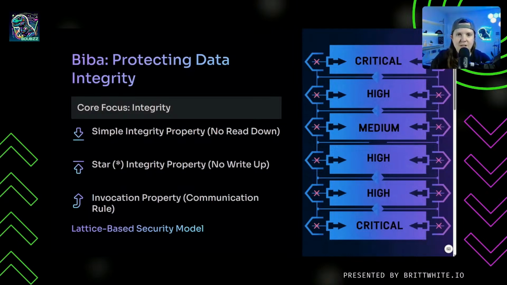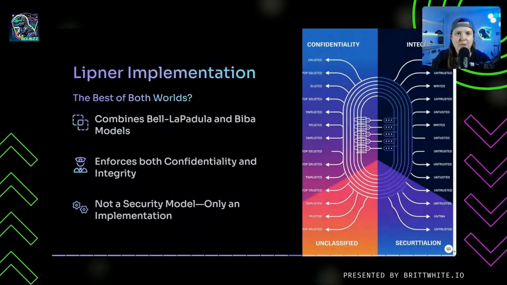So what if your organization needs to protect both confidentiality and integrity? Enter the Lipner implementation. While not technically a standalone security model, it's a clever way of combining Bell-LaPadula and Biba to get the best of both worlds. Think of it as a security power couple. Lipner takes the best parts of both models so that BLP can handle the confidentiality rules, while Biba can take care of that integrity. The genius of Lipner is that it enforces both sets of rules simultaneously.